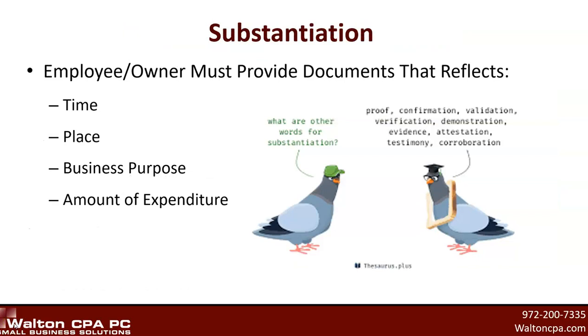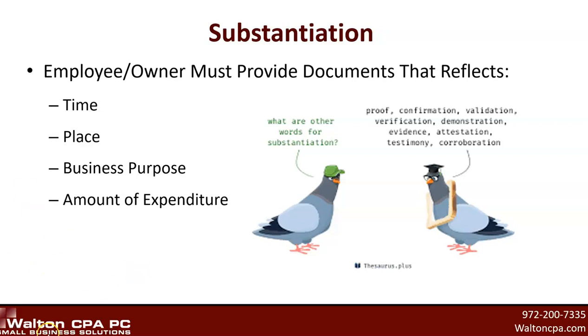I mentioned earlier that there's going to need to be some substantiation of the items being reimbursed. Basically you're going to have to provide documents or other information that reflects the time, the place, the business purpose, and the amount of expenditures. All we're trying to do is get together some documentation so that if you're ever audited, we've already got that in place.